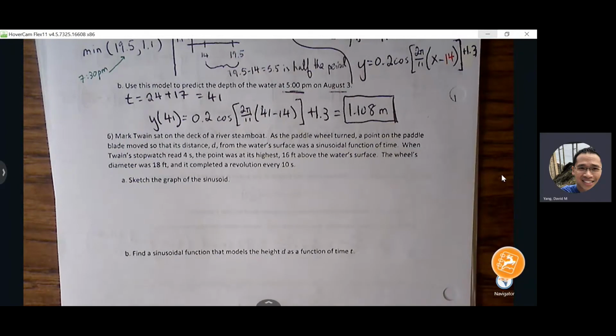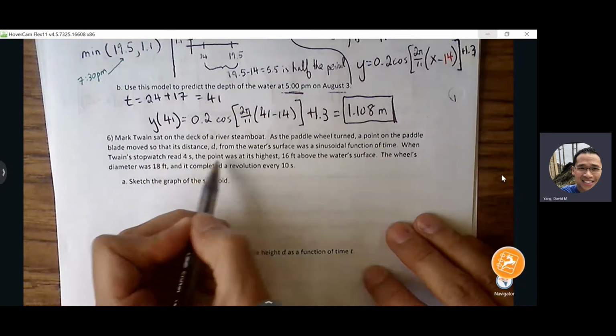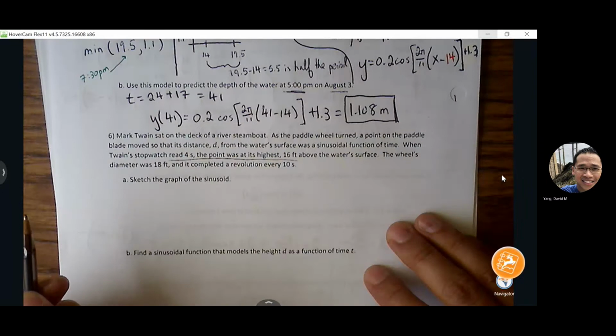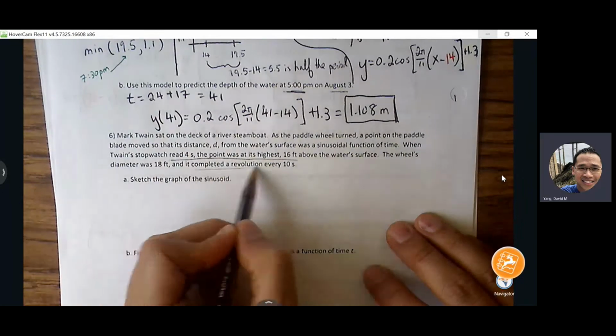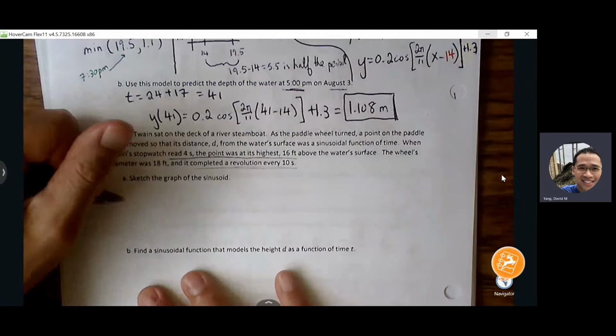Okay, Mark Twain on the deck of a river steamboat. Okay, good. So it starts off at the highest point, 4 seconds, and then completes a revolution every 10 seconds. Okay.